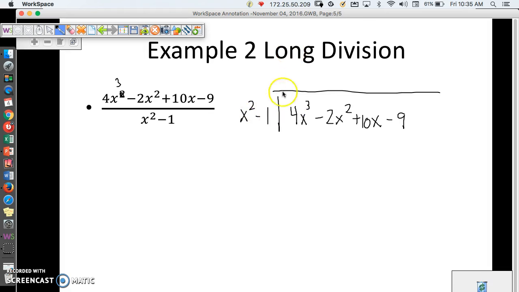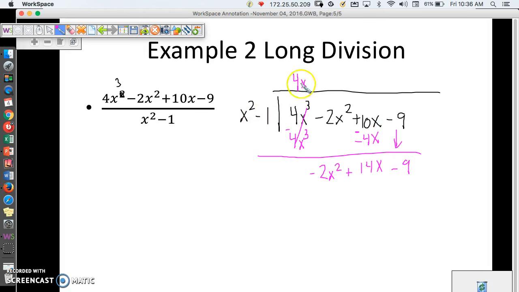So now let's see, x squared times what gives you 4x cubed? Well, that would be 4x. And now we multiply it out. So 4x times x squared is 4x cubed. Well, 4x times negative 1 is negative 4x. So we have to line it up over here. Subtract, well, that's 0. Negative 2 minus 0 is negative 2x squared. And remember, it's minus. So 10 minus negative 4 is 14x. And then we could bring down the negative 9.